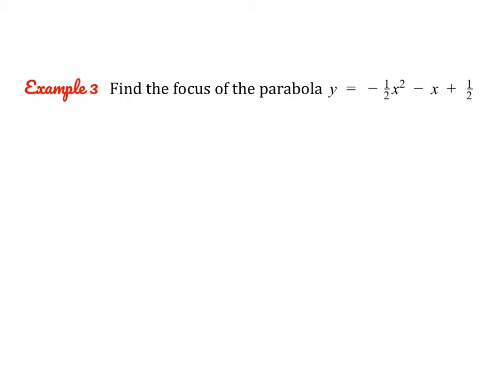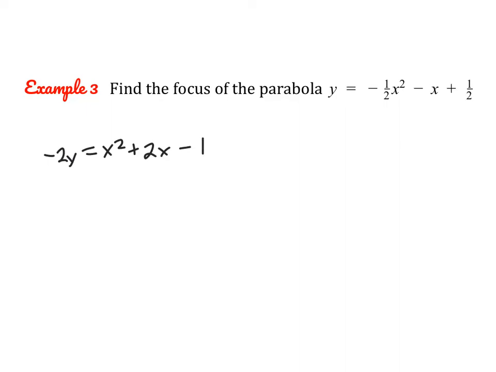Here we're going to start with our equation, and we're going to find the focus of this parabola. So when it's in this form, we know that there is a way to find the vertex, but for us to find the focus, we need to find that p-value. So we're going to need to rewrite this in that standard form. So the first thing I'm going to do is just multiply both sides by negative 2 just to clear my fractions. So we get negative 2y equals x squared plus 2x minus 1.